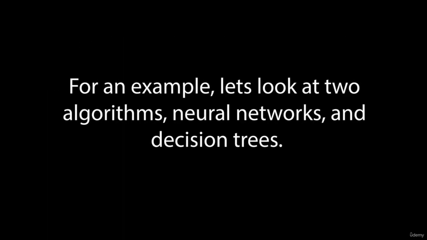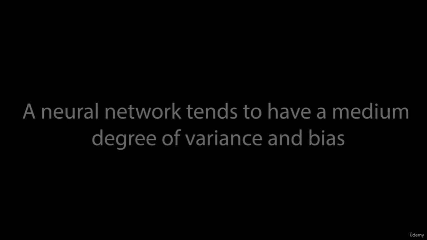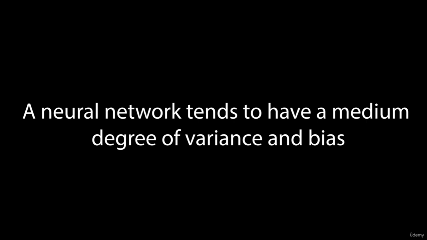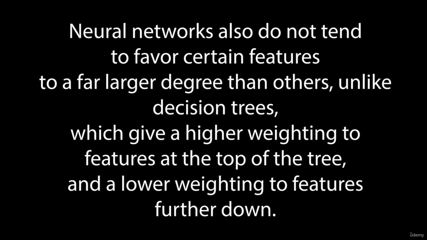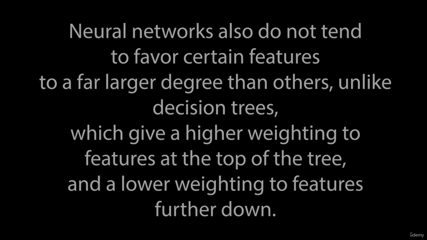For example, let's look at two algorithms, neural networks and decision trees. A neural network tends to have a medium degree of variance and bias. That is to say that neural network models, if trained correctly, do not tend to overfit to the training data, however, still model the training data to a reasonable degree and are not just completely general. Neural networks also do not tend to favor certain features to a far larger degree than others, unlike decision trees, which give a higher weighting to features at the top of the tree and lower weighting to features further down.